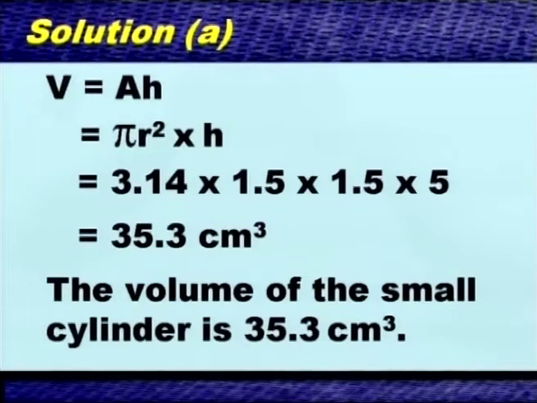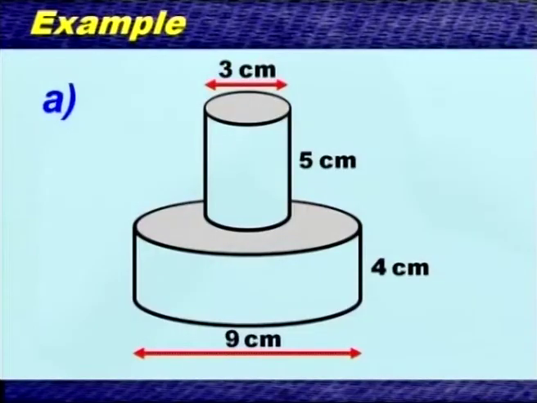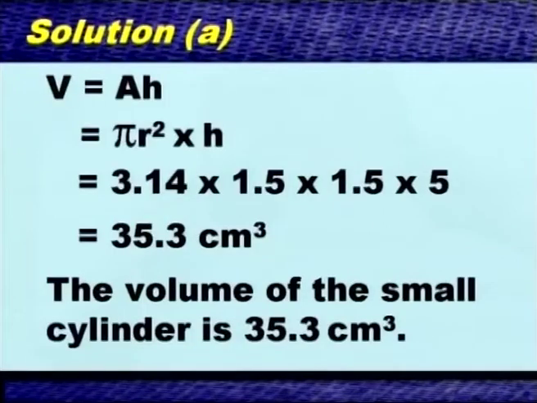Pi, 3.14 times 1.5. Why 1.5? Because 1.5 is the radius, one half of 3 centimeters. The diameter is 3, but you have to get the radius, half of 3. So 1.5 times 1.5 times the height, 5, which is equal to 35.3 cubic centimeters. The volume of the small cylinder is 35.3 cubic centimeters.